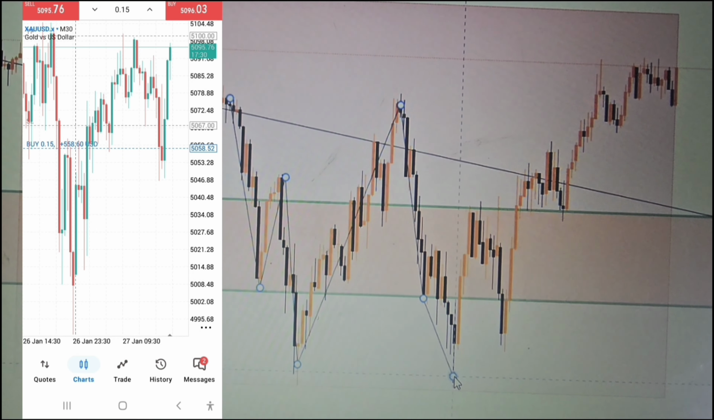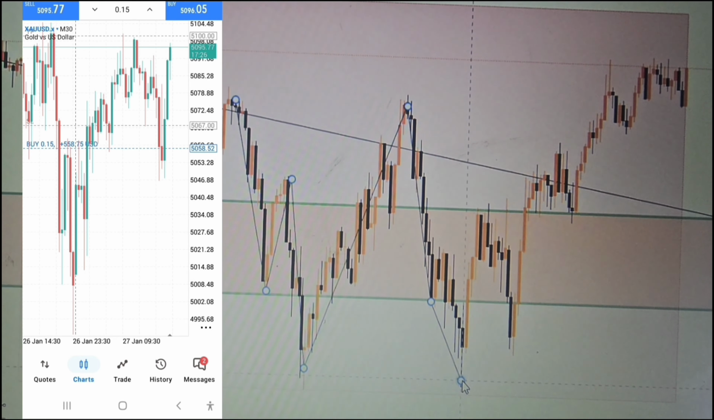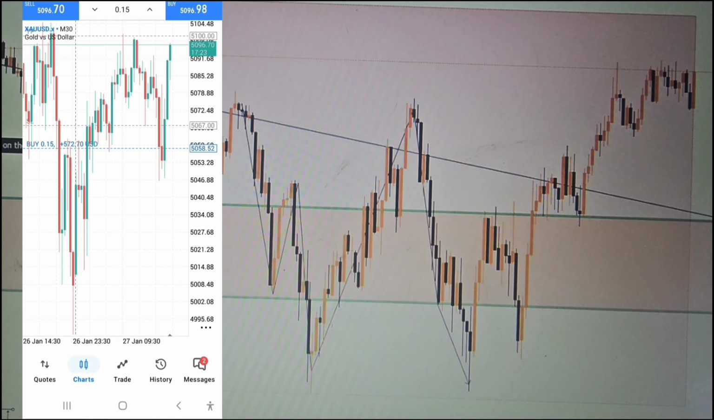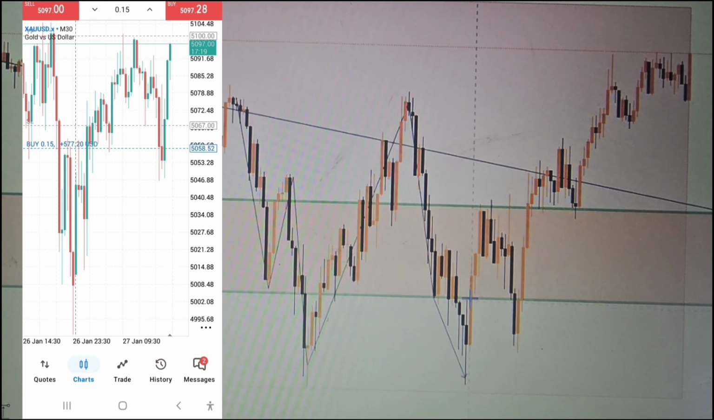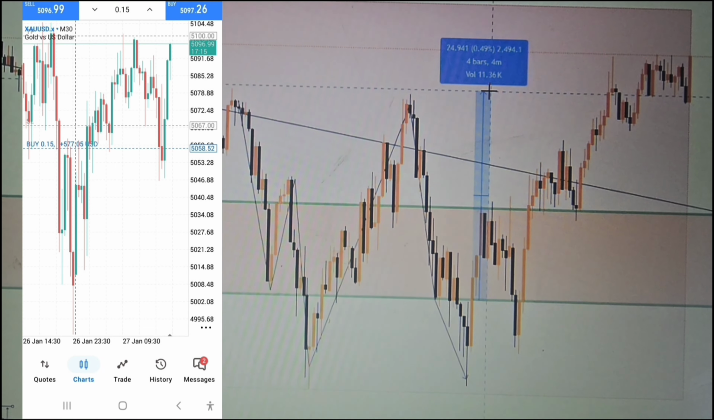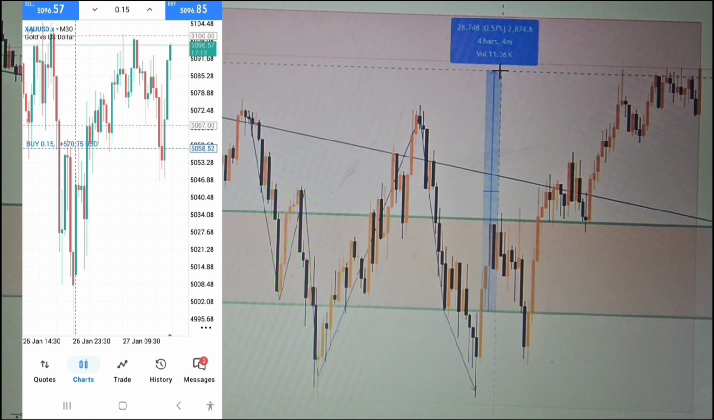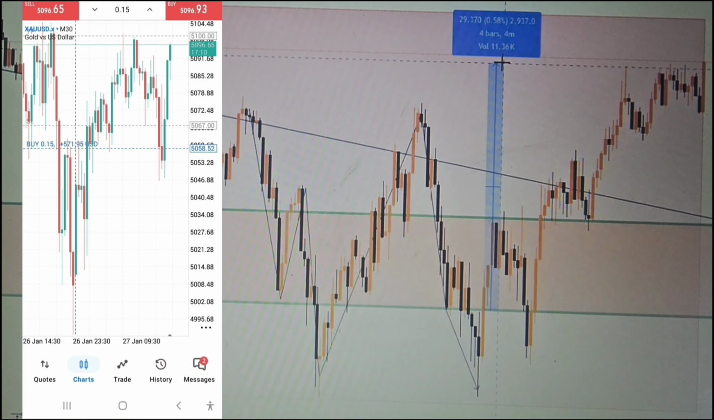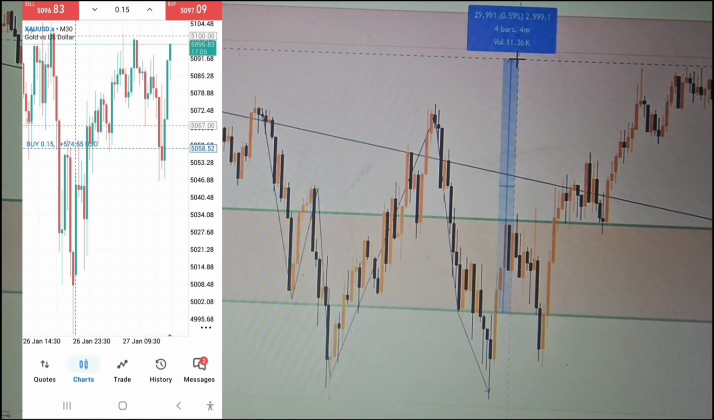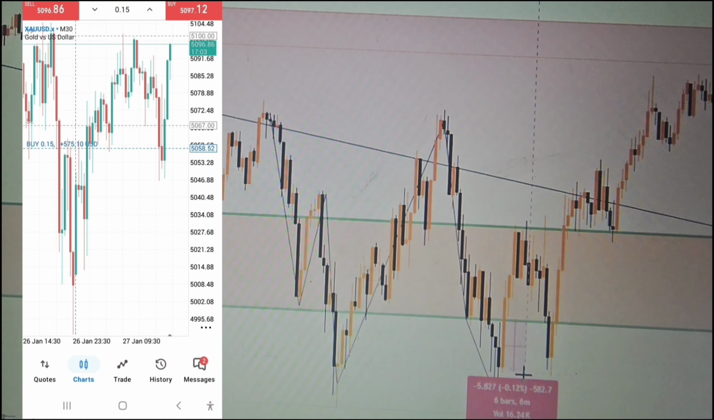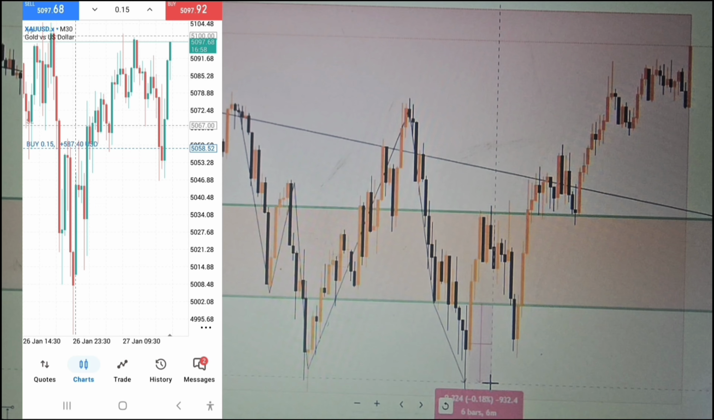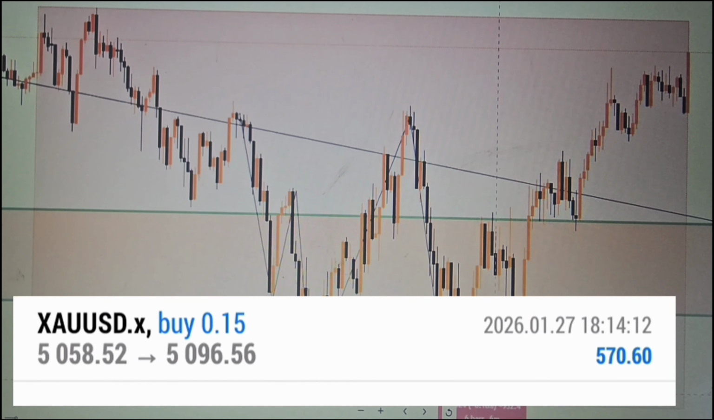So let me check how many pips we have gone. From this zone to the current zone, we have moved currently 299 pips from my entry, and my stop loss was about 100 pips. So we are still holding this trade. Let's see what this trade can give us.